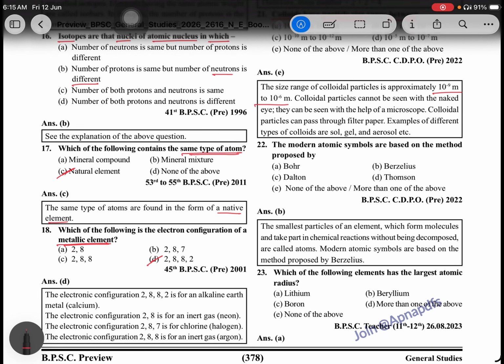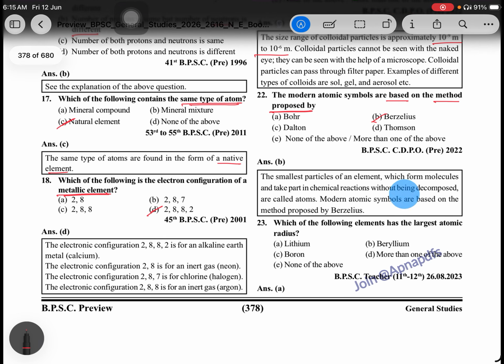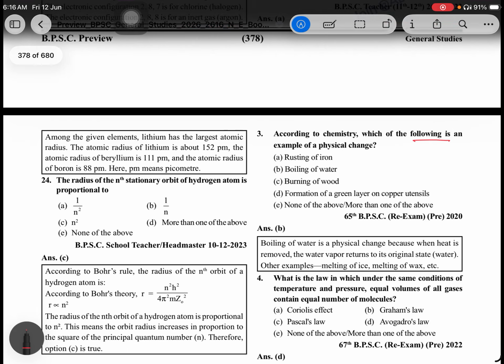The modern atomic symbols are based on the method proposed by Berzelius. The smallest particle of an element which forms molecules and takes part in chemical reactions without being decomposed is called an atom. Which of the following elements has the largest atomic radius? That is lithium.